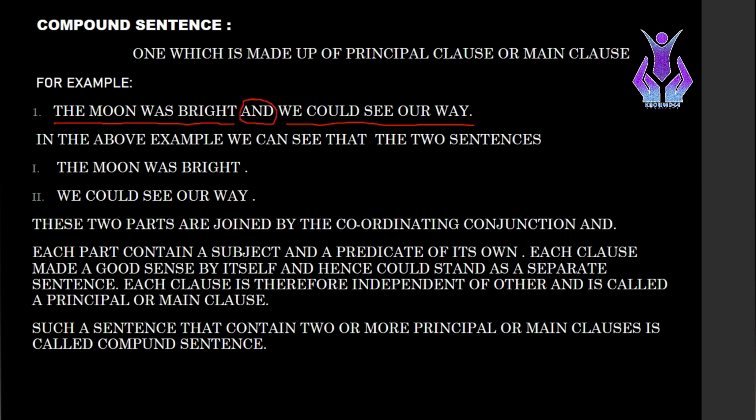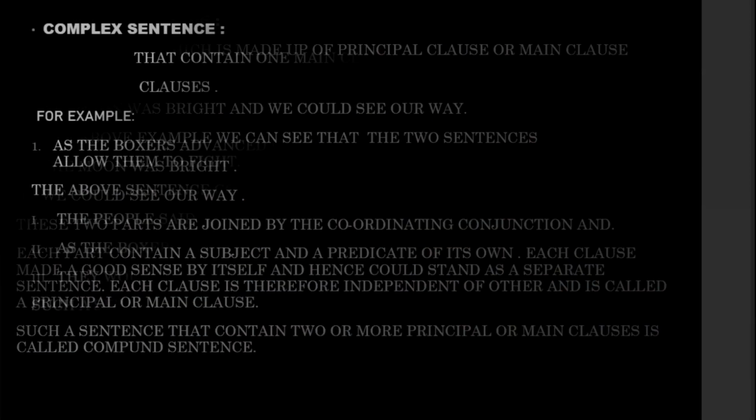Each part of this sentence contains its own subject and its own predicate, and each can stand alone and give us a meaningful sentence on its own. So each clause is independent. "The moon was bright" and "we could see our way" are two independent clauses. These are main clauses; they can stand on their own. Such sentences that contain two or more principal clauses are called compound sentences.